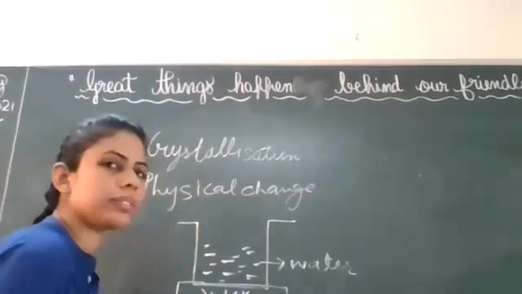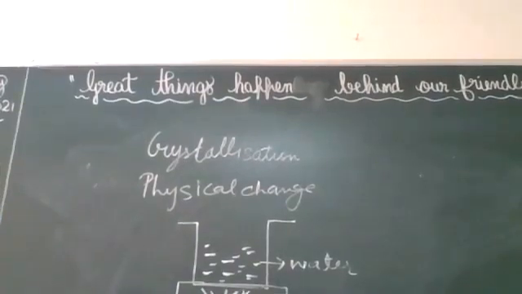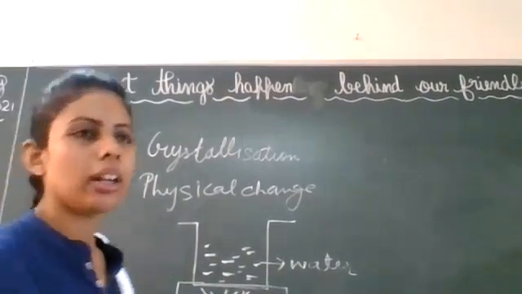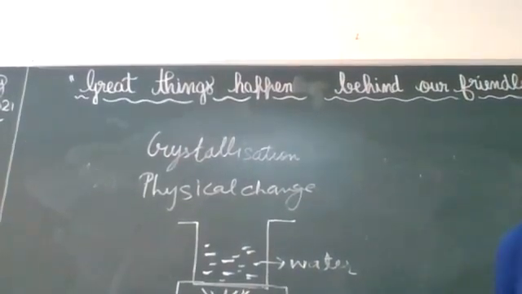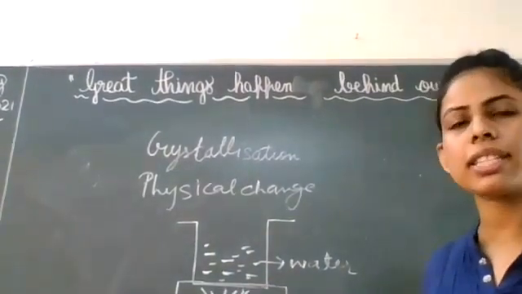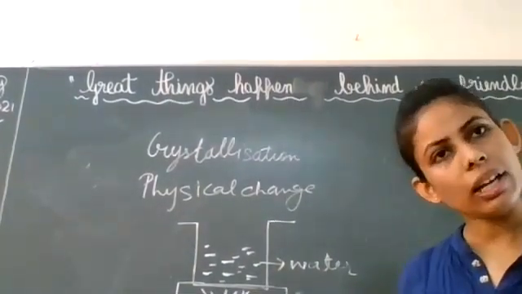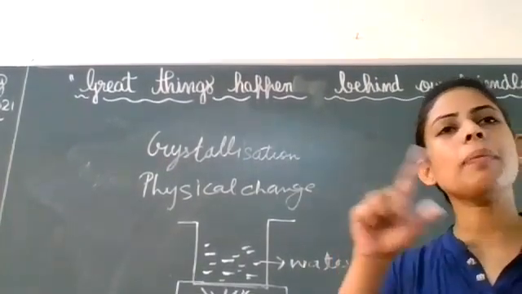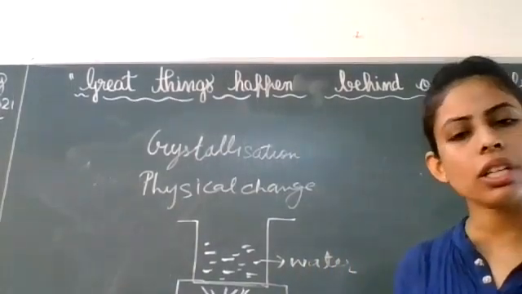Okay, and then we will add sulfuric acid. When we heat the water, add a few drops of sulfuric acid, and then start adding copper sulfate. You have to add copper sulfate until it forms a saturated solution.